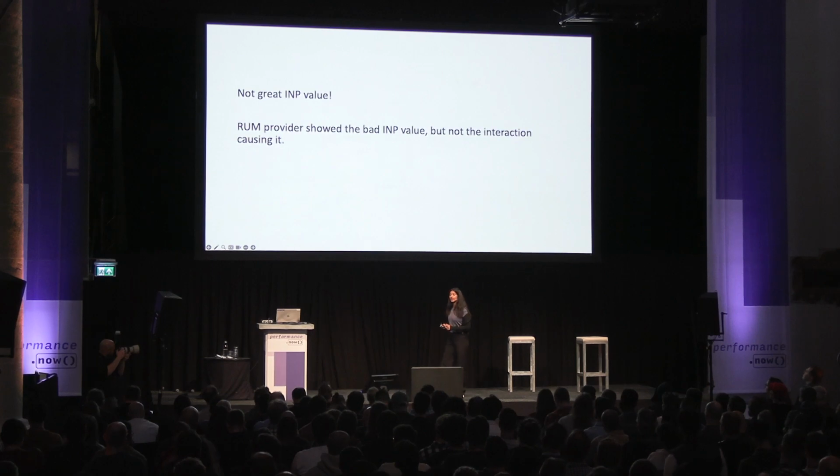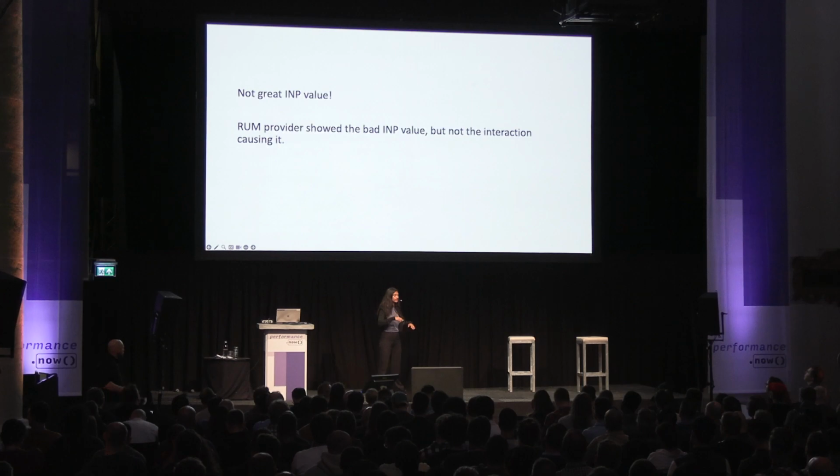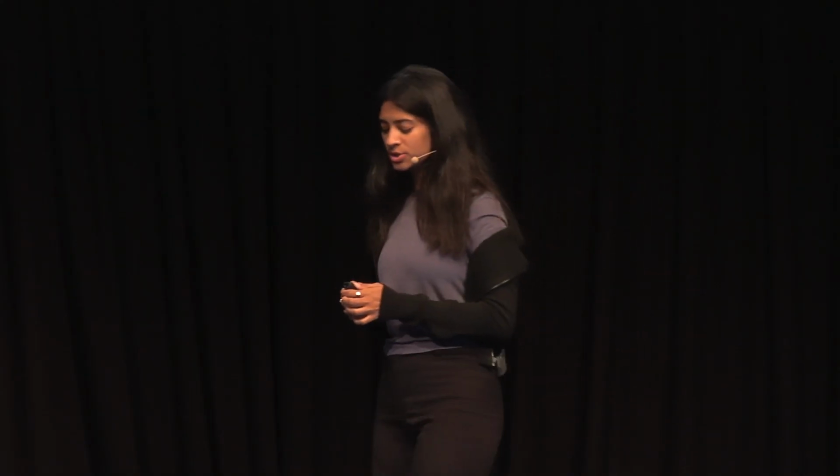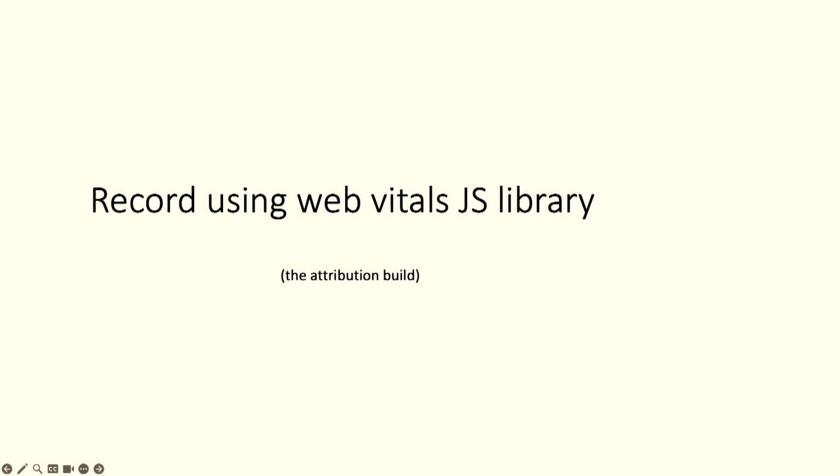OK, so yeah, great INP value. I mean, not great INP value because it's in the needs improvement situation, but we don't know what's causing it. So let's move to the next part again. I think I'm going to just use this instead. It would be much better. Yeah, so we are recording now using the Web Vitals JavaScript library.